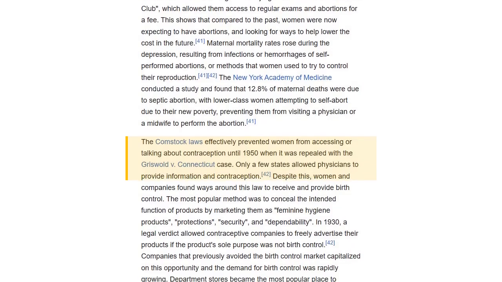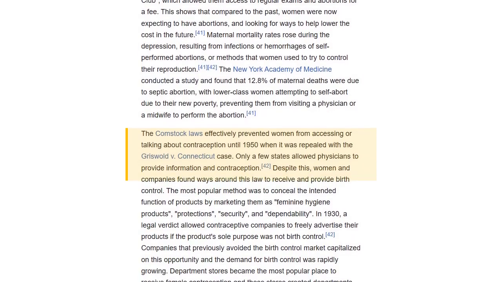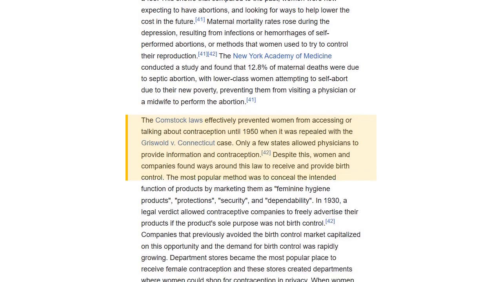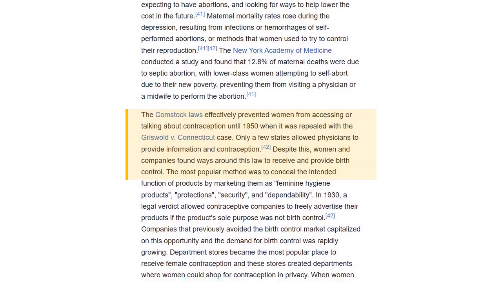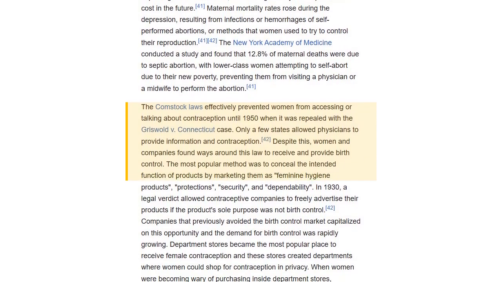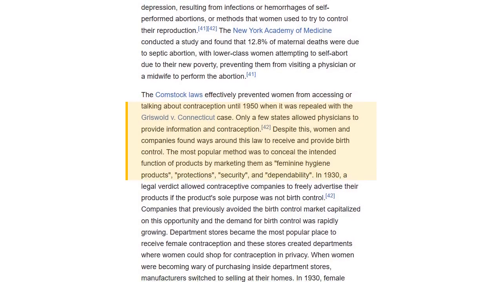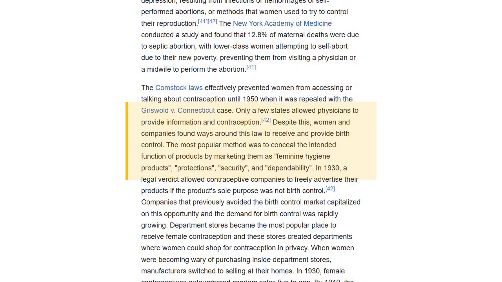The Comstock laws effectively prevented women from accessing or talking about contraception until 1950, when they were repealed with the Griswold v. Connecticut case. Only a few states allowed physicians to provide information and contraception. Despite this, women and companies found ways around this law to receive and provide birth control.